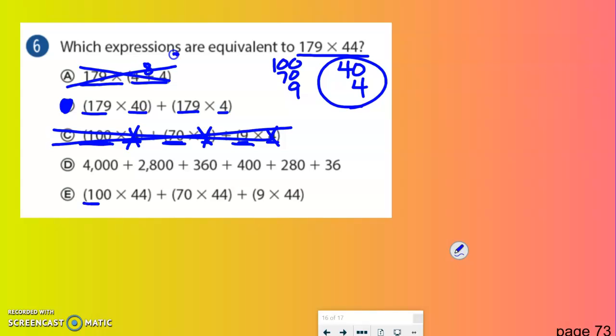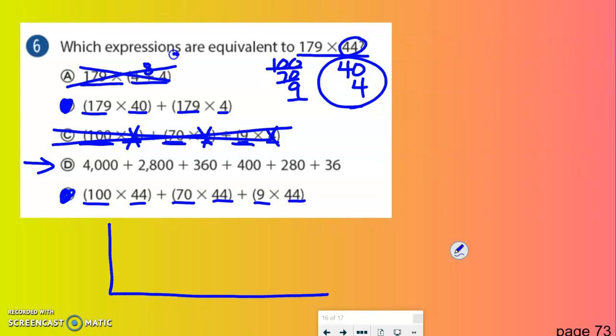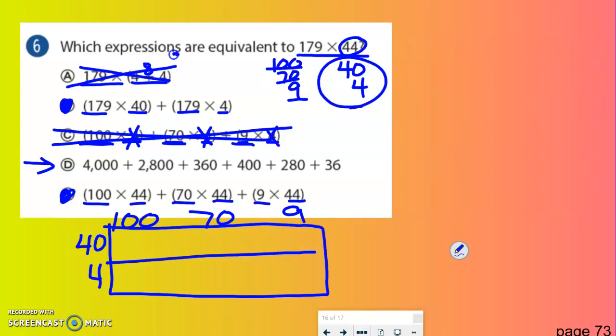So E has 179 in expanded form, and then it has 40 and 4, which is 44. So E is correct. So where did they come up with this? Well, this is how they came up with it. They did partial products. So they did the expanded form of 179, the expanded form of 44, and they multiplied it, just like we've done in the past.